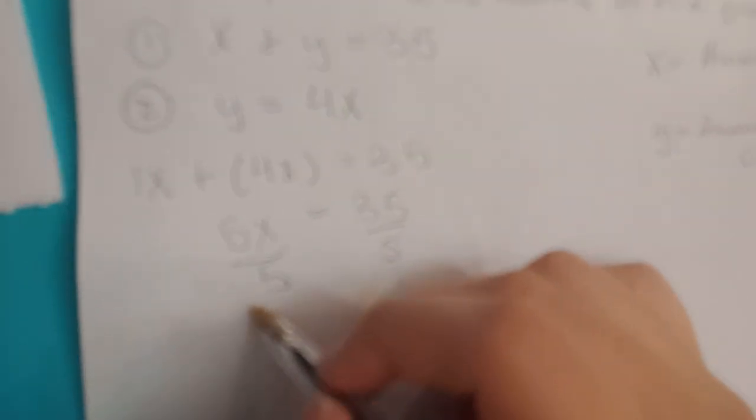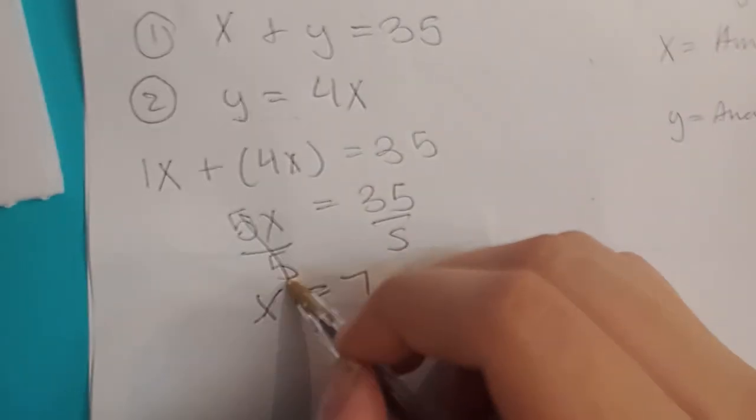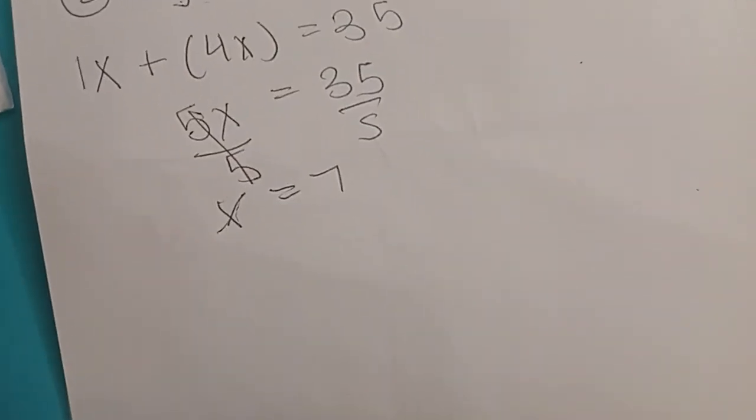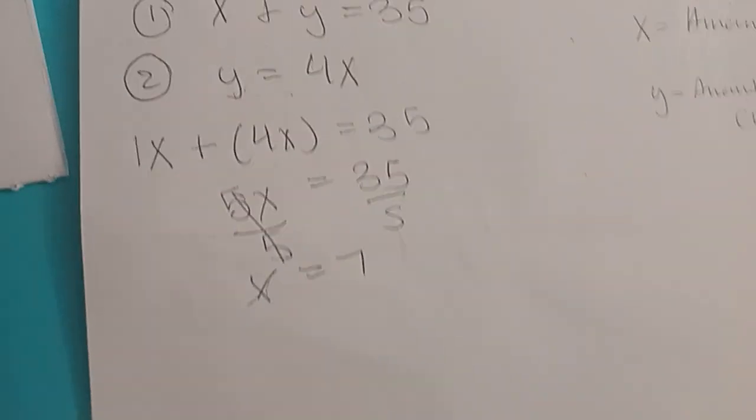And now we're gonna divide both sides by 35. Guys, bear with me, the camera is not working. Anyway, I believe that 35 divided by 5 is 7. Yeah, I'm pretty sure that's correct.